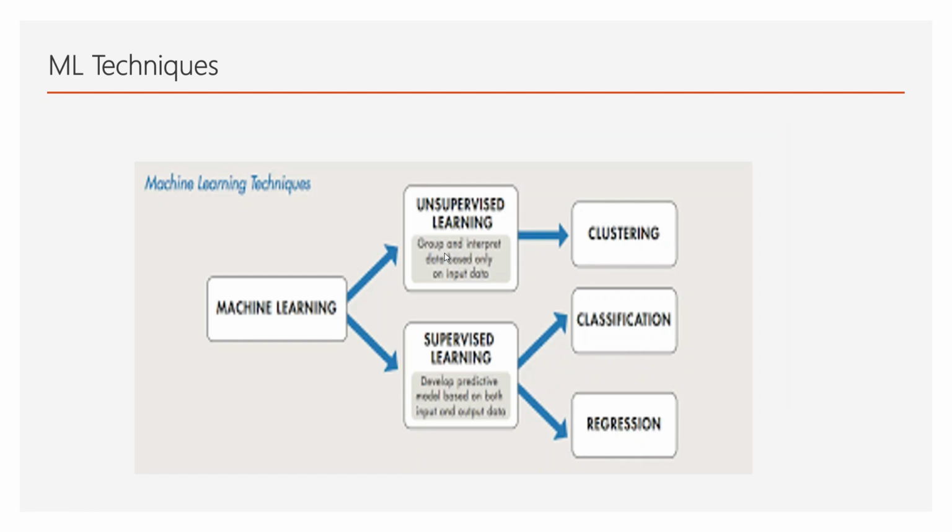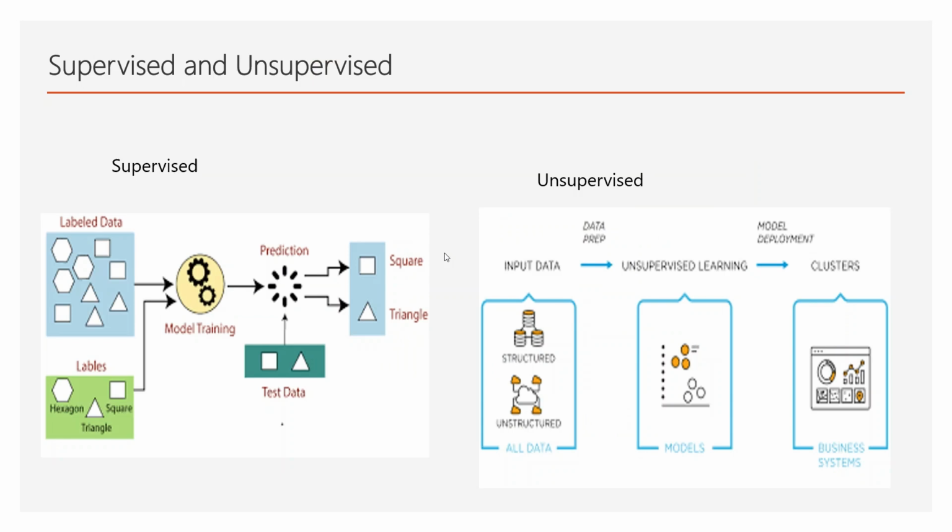When we talk about machine learning, there are different techniques. Basically two techniques are there. First is supervised learning, second is unsupervised learning. Unsupervised learning is used for clustering, and supervised learning is used for classification and regression. Now, this thing you are going to learn in detail.